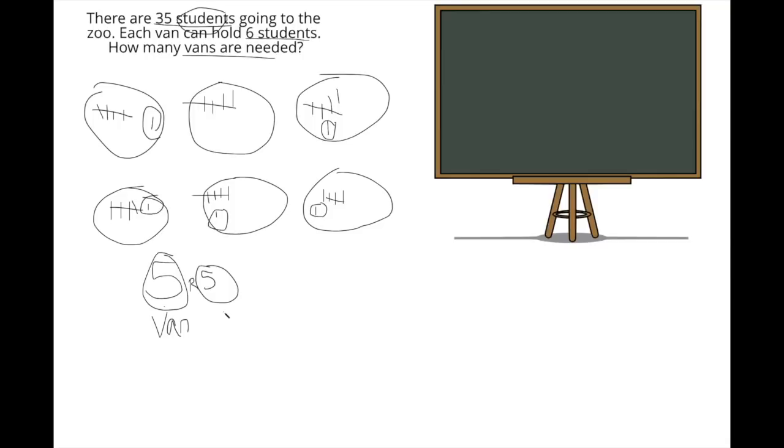So what are we going to do with those students? Are we going to ignore those students and not let them come to the zoo? Does that sound fair? No. So we're not going to ignore the remainder and just say only 5 vans, please. Okay. Students are not fruit or ribbons or anything that we can chop up. So that's not an option to turn it into a fraction.